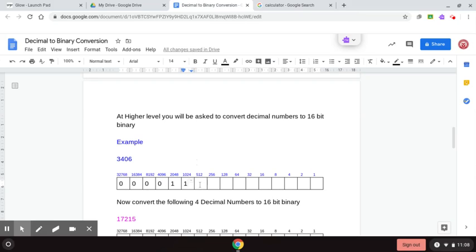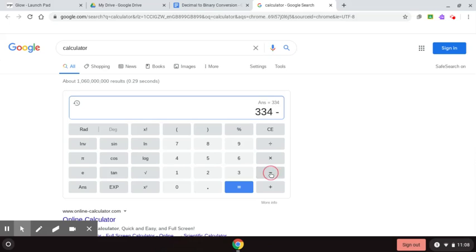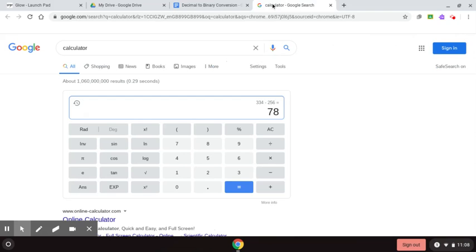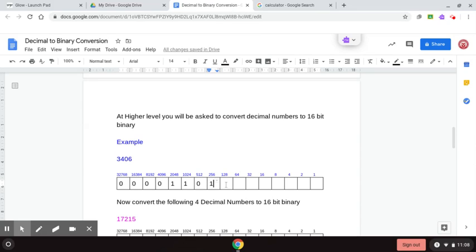So is 334 bigger than 512? Smaller. Is 334 bigger than 256? It's bigger, so you take away 256. That gives you 78. I should have put a 1 in there. So what was my number left? 78. So is 78 bigger than 128? It's smaller. Is 78 bigger than 64? It's bigger, so put a 1. So 78 minus 64 leaves me 14.